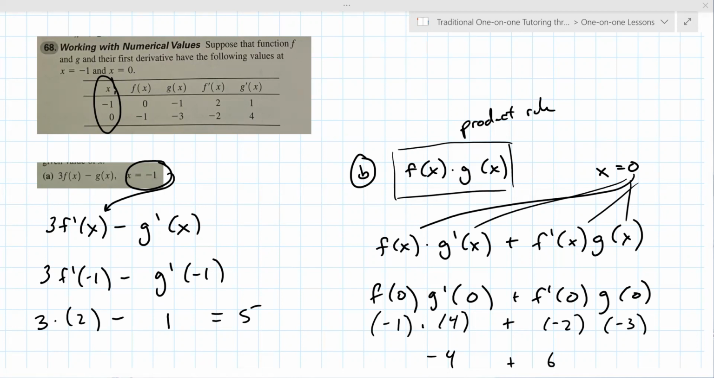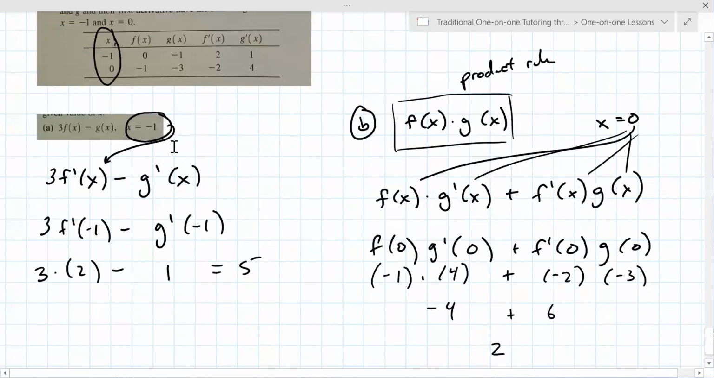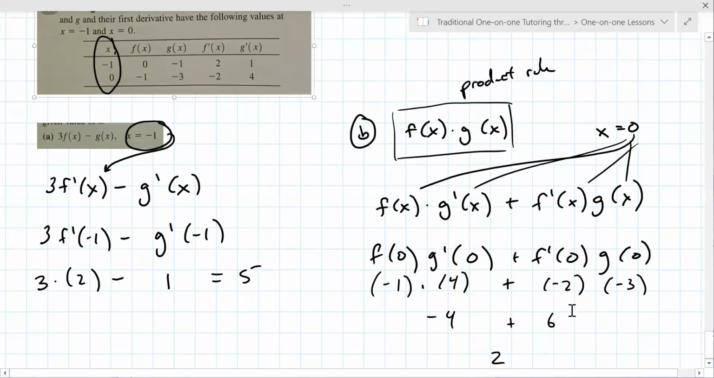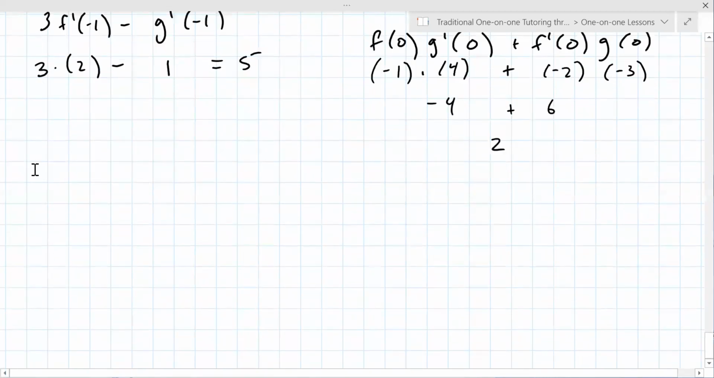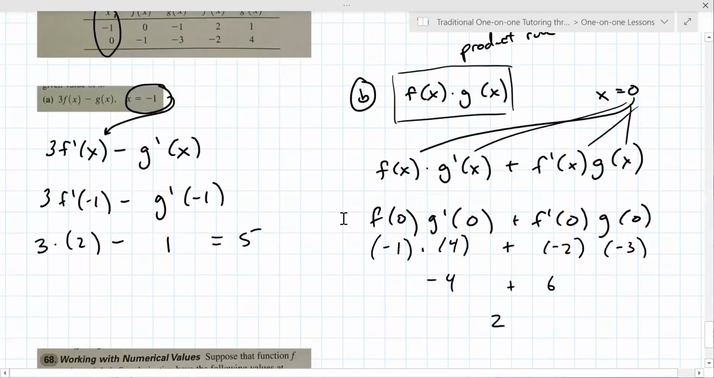All right, so then next one here, part C, is the same thing, but at -1. So we'll just grab a few values. Actually, let me re-snip this picture here. Part C is the same thing, but it's at x equals -1. Let me grab that right here.